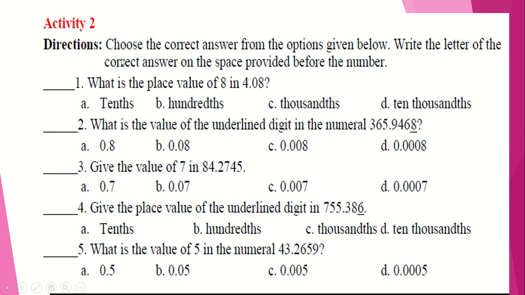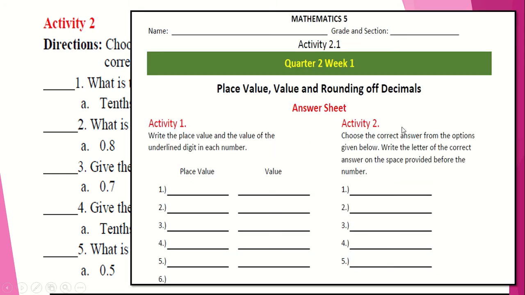For activity 2, choose the correct answer from the options given below. Write the letter of the correct answer on the space provided before the number. In this case, we have the answer sheet, where you will answer activity 2 with the letter of your answer.